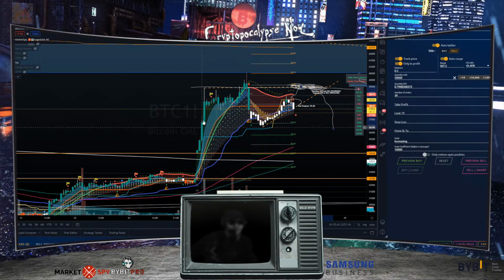This is where the funny money went in. This candle right here, look at the volume. This is the short signal, basically. Short signal. How do we execute shorts? We sell into strength.